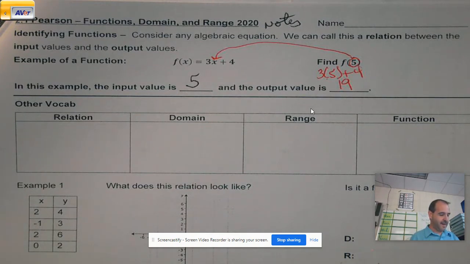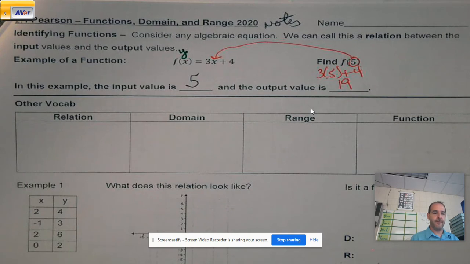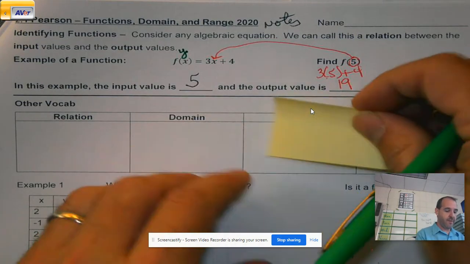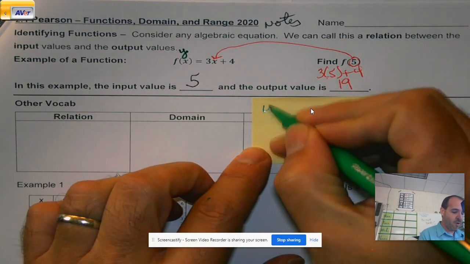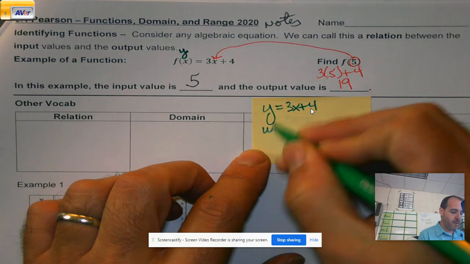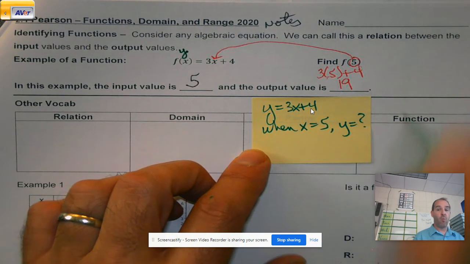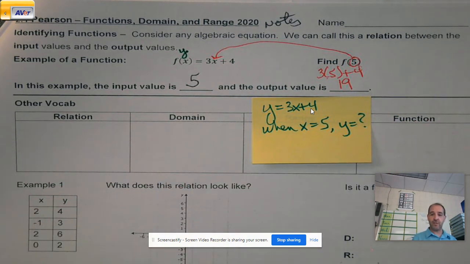But let's take it a step further. A couple of things to keep in mind that might simplify things for us. f of x is just a fancy way of saying y equals. A way you may have seen this exact same problem written before, maybe in Algebra 1, would be: y equals 3x plus 4. When x equals 5, y equals what? This is the exact same question. Why do they make it so complicated? It's one thing mathematicians just do.